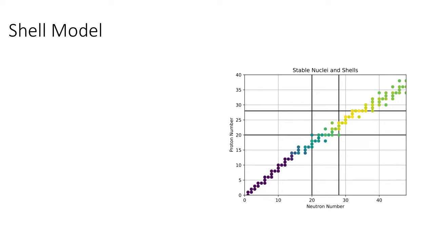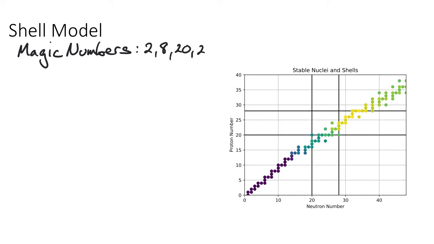And these numbers, as they've become known, the magic numbers, are 2, 8, 20, 28, 50, 82, and 126. Some of these we can see in the chart of nuclides that I have here. I've marked the 20 line and the 28 line in both protons here and neutrons here.